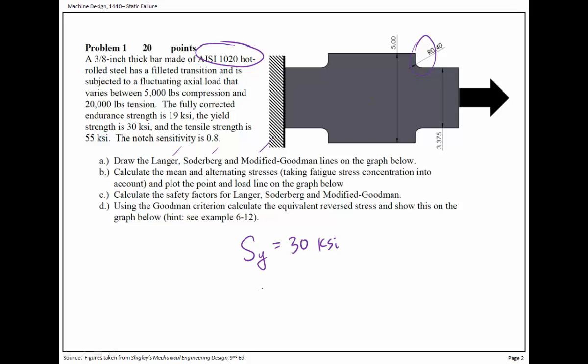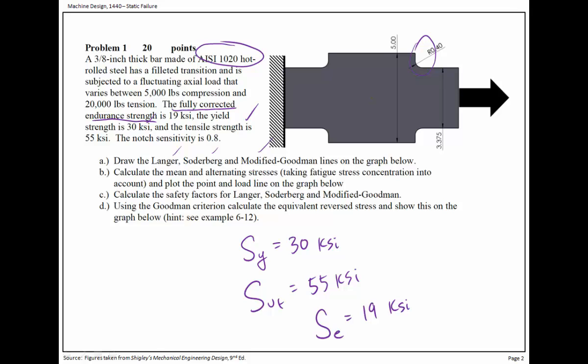And we'll find that the ultimate strength is, did I say stress before? I meant strength. The ultimate strength is 55 KSI. Okay. We're going to need to know that. Oh, by the way, it is given right here. Okay, well, we didn't need to know that. We also know that the fully corrected endurance strength, that's SE, is going to be 19 KSI. So I was nice enough to give you all that information. You didn't have to look it up in the appendix, but you could. You'll be expected to be able to do that.